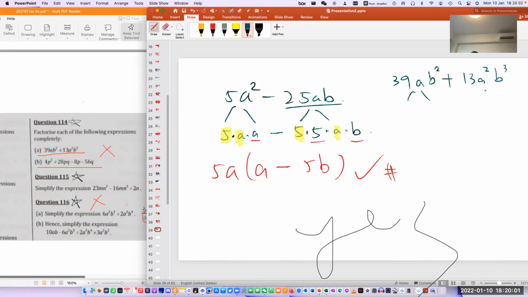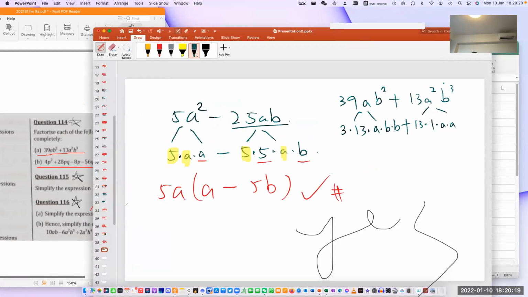I see that there is a 13 here. So I figure out 3 times 13 gives me 39, times a, times b times b, because b squared. Over here, 13 is 13 times 1 times how many a? 2a. How many b? 3b. Okay, so given this, highlight the common: 13 is common, then a is common, and then b squared is common.